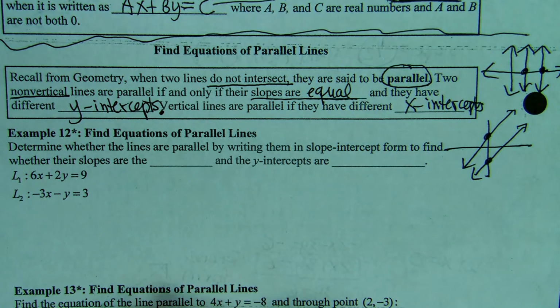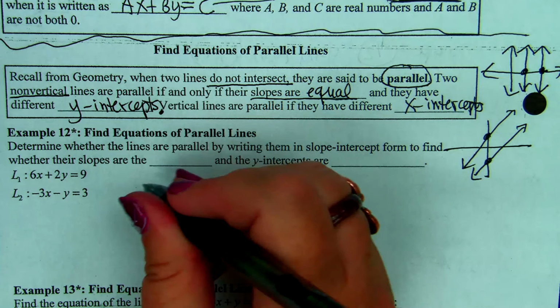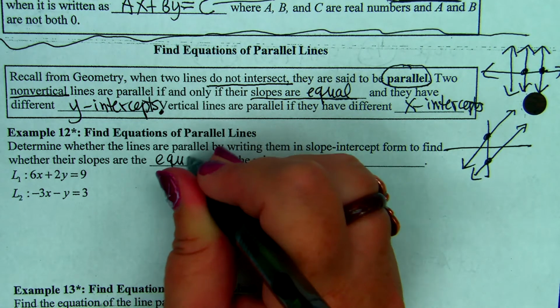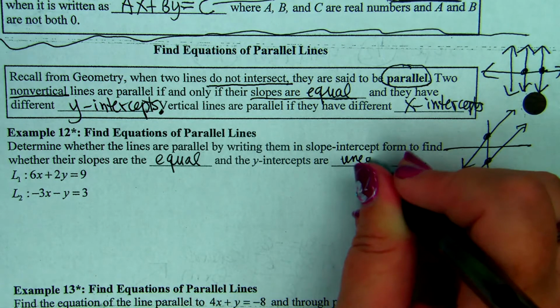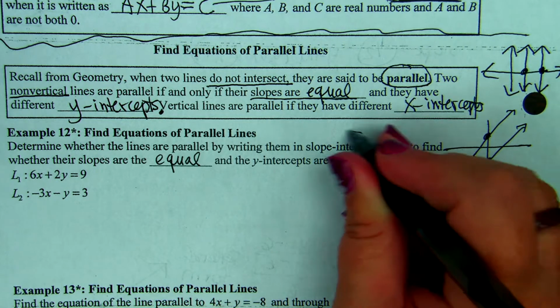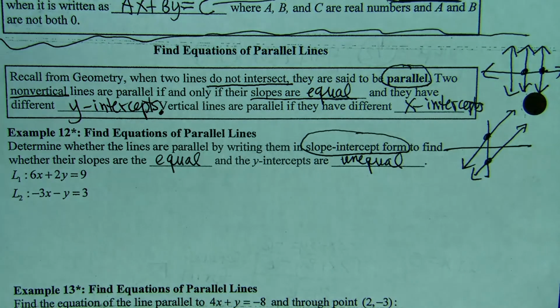Find equations of parallel lines. Determine whether lines are parallel by writing them in slope-intercept form, to find whether their slopes are equal. If the slopes are equal, then you say parallel, and the y-intercepts are unequal. We're putting it in slope-intercept form, then we can see the slope and the y-intercept easily.